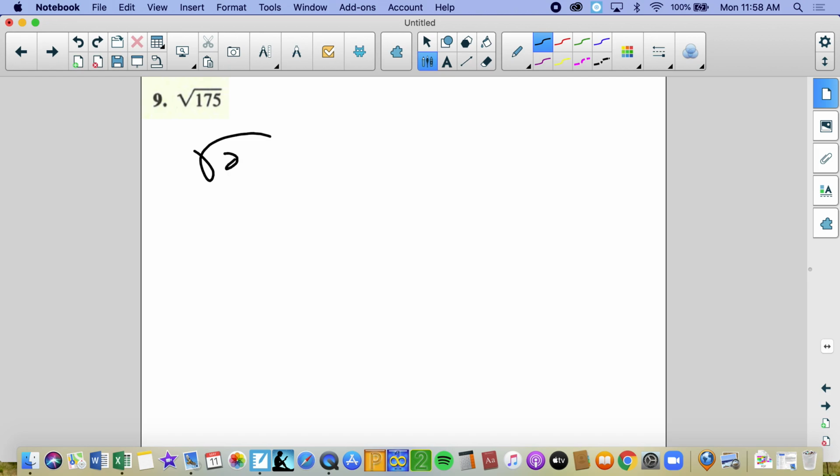Well, I know that 25 goes into 175. How many quarters is $1.75? Well, that's 7 quarters. All right, if I had $1.75, how many quarters would I have? Well, $1 is 4 quarters, and 75 cents would be 3, so 4 and 3 makes 7. So the square root of 25 is a perfect square, and I get 5 rad 7.